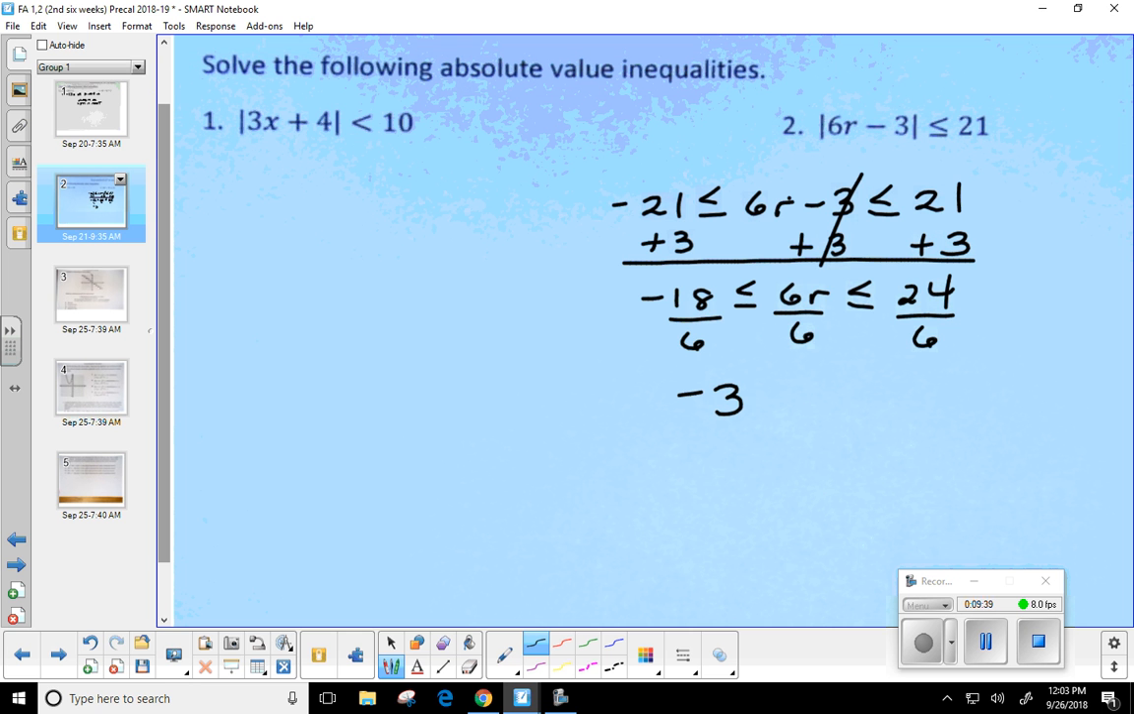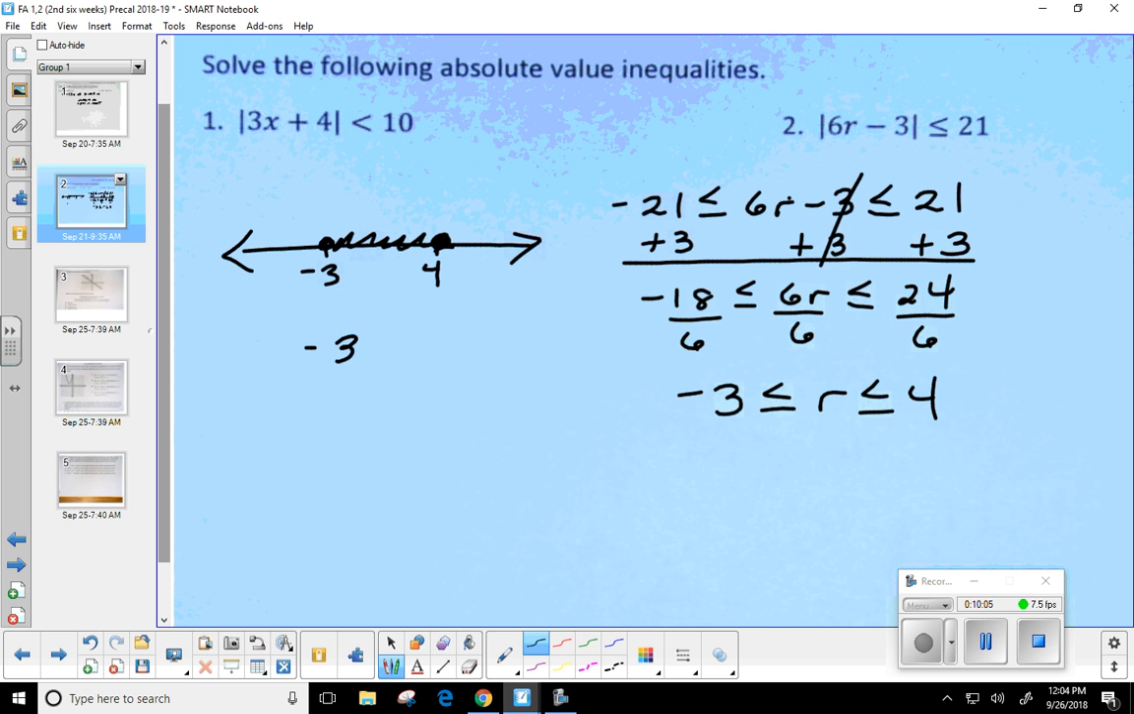So I heard negative 3, 4. There we go. Okay. So I'm going to represent my answers in 2 other ways. Graphically, here's negative 3, here's 4, but the circles this time will be closed. Okay, again, I want all values of r between those two. So I'm going to shade between.